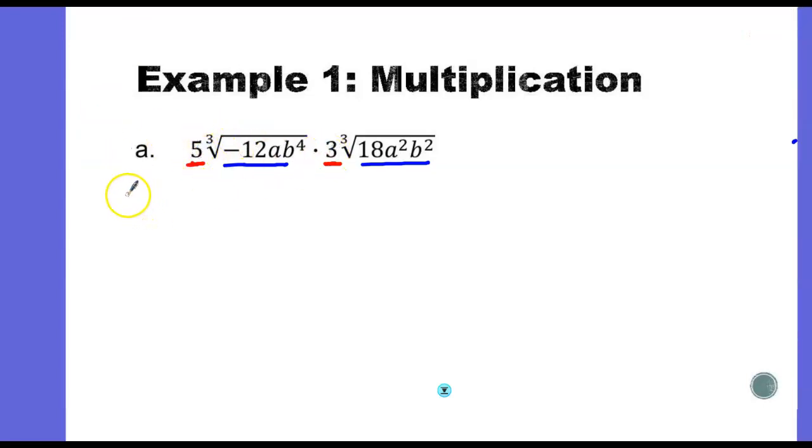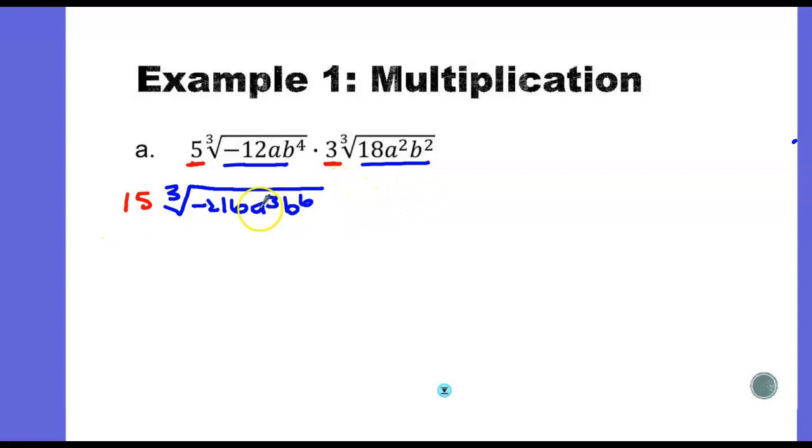So 15. And then we're going to have the cube root of negative 12 times 18. That turns out to be negative 216. A times a squared is a to the third. Remember, add our exponents. And then b to the sixth because we add our exponents.